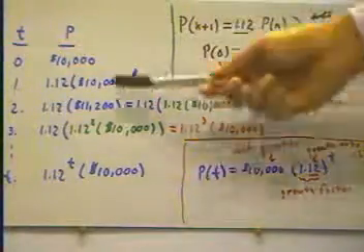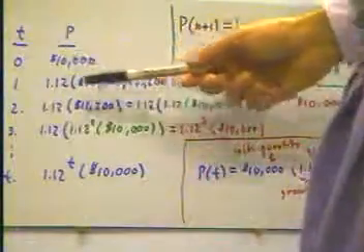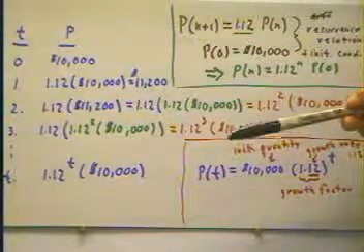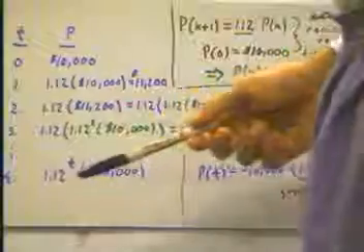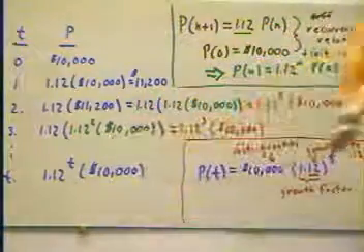And so on. And the pattern becomes very clear. After 1, 2, and 3 years, we have 1.12, 1.12 squared, and 1.12 cubed times our original $10,000 principal. After t years, it's clear that we should have 1.12 to the t times $10,000.